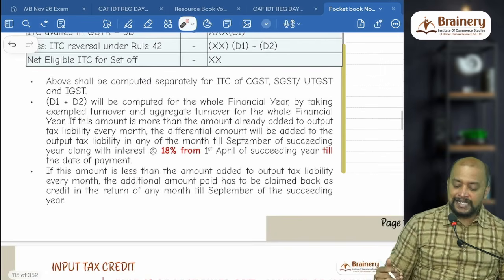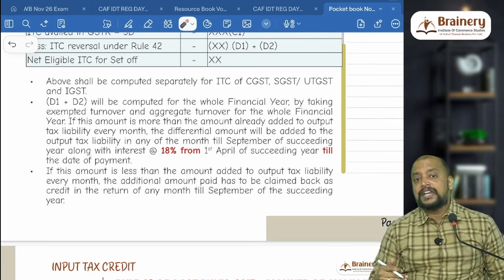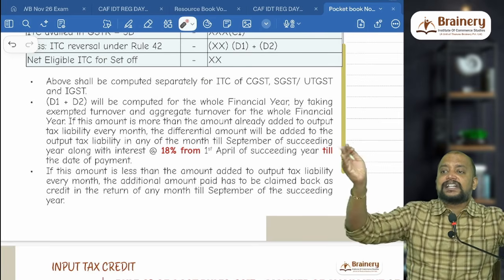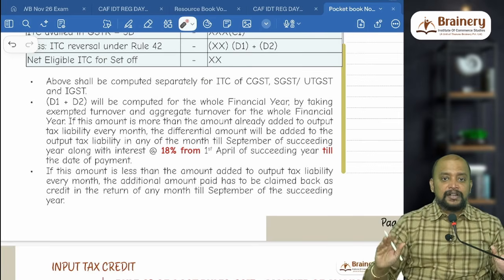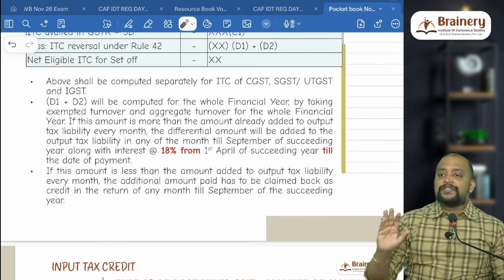What if it is less? If it is less, we can re-avail the ITC. So in which return? In any return that is filed by September. So it should be understood like this. In any return you can do the reversal.